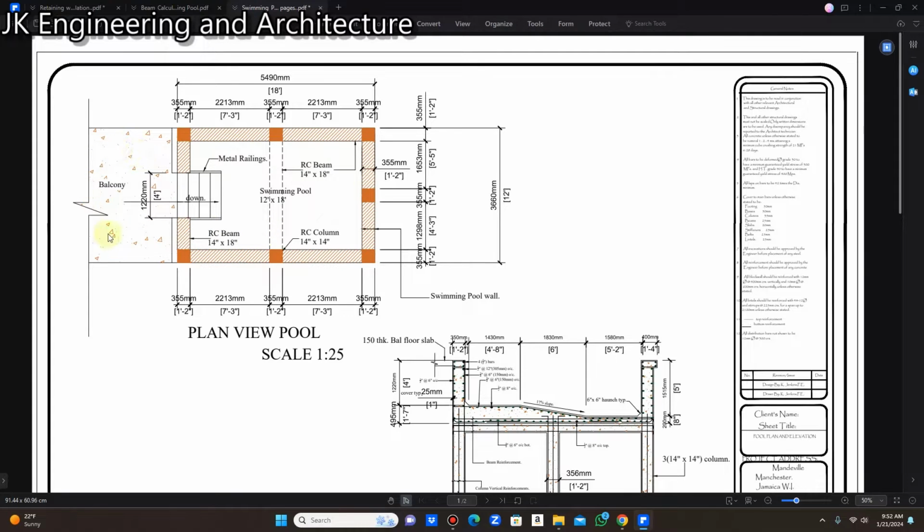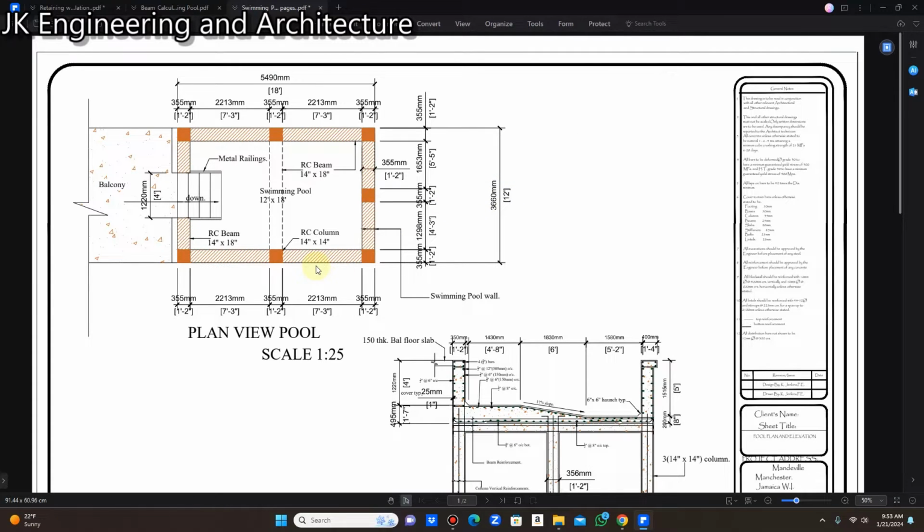So if you observe carefully where you have this cut line here, there is the balcony in concrete here. So you have the steps here going down into the pool. The dimension of the pool is 18 feet in length by 12 feet in width.